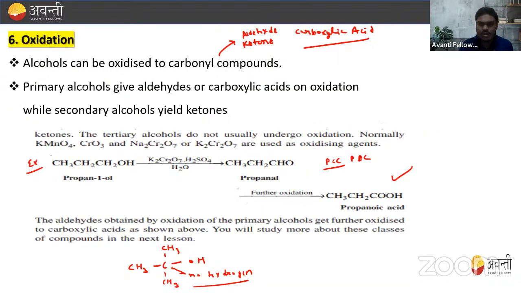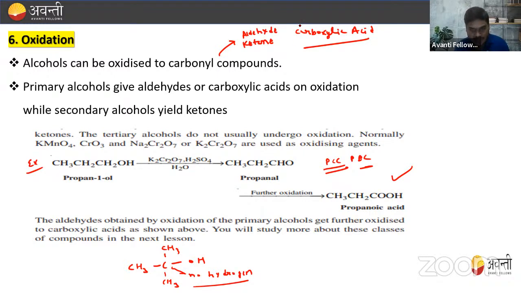You need PCC and PDC if you want to stop the reaction at aldehyde level. If you use K2Cr2O7 or KMnO4, then the reaction converts alcohol to carboxylic acid. You don't want this, right? You want only aldehyde to form, right?